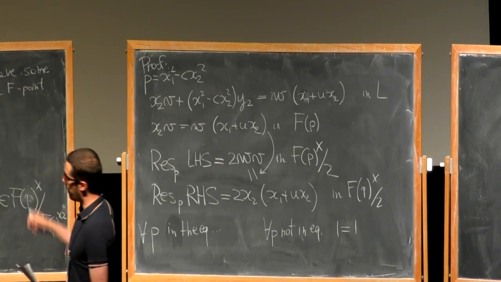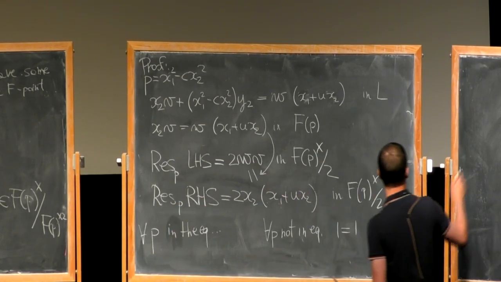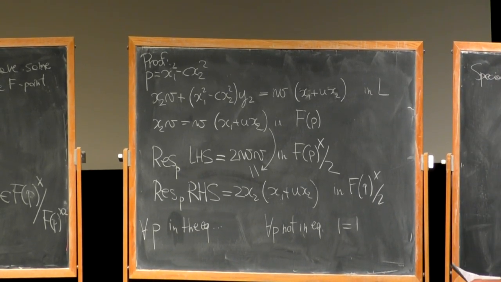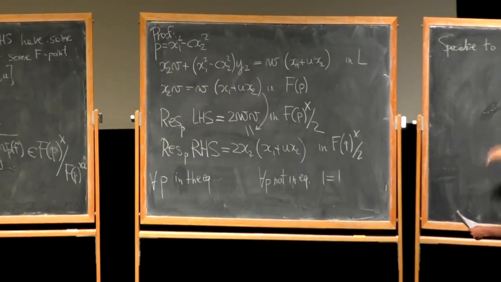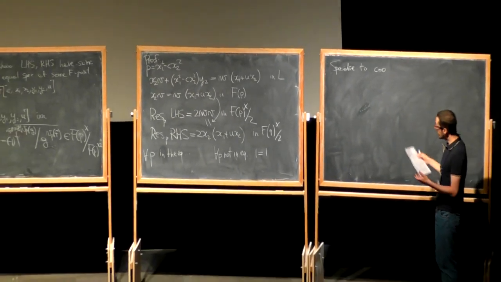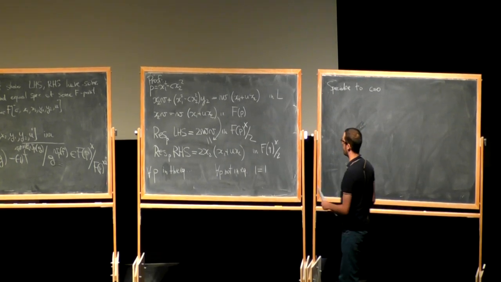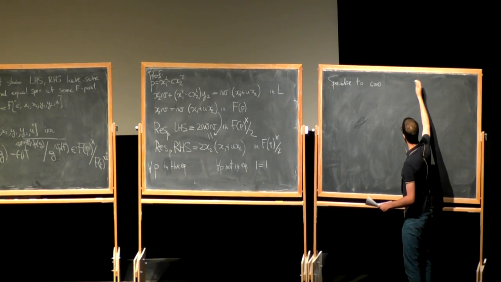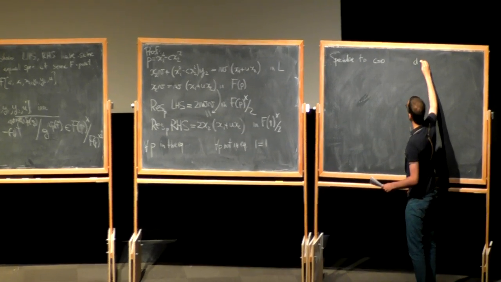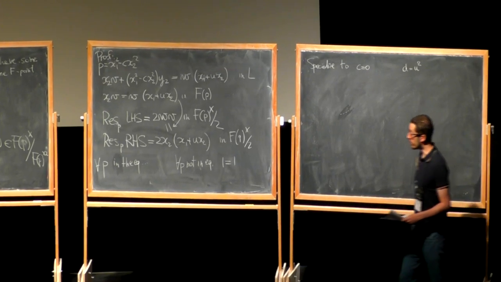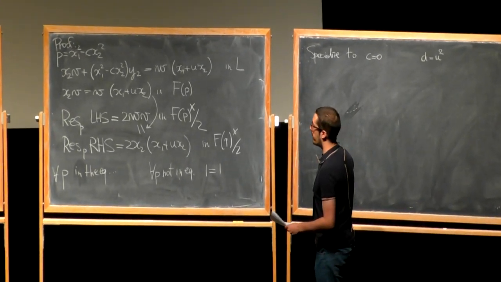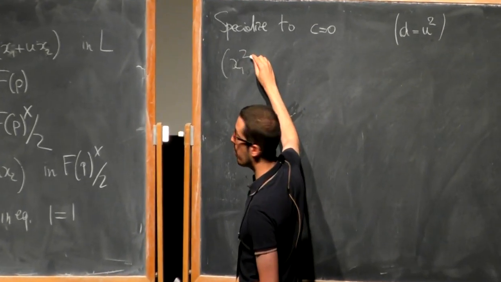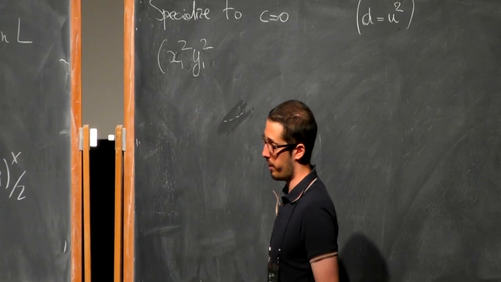It remains to check that they have equal specialization at some point. There's no need to specialize all the way to an F point. We just specialize to C equals 0, and then if you want, you can further specialize to the F point. So what happens if I specialize to C equals 0? Remember, D is U squared minus C, so now it becomes U squared, so it's a square. So let us look at that identity. The left-hand side becomes x1 squared, y1 squared. I just plug in C equals 0 wherever I see it.